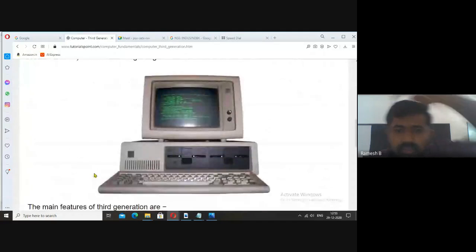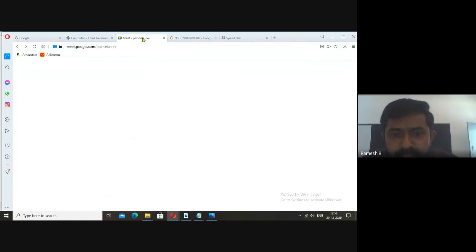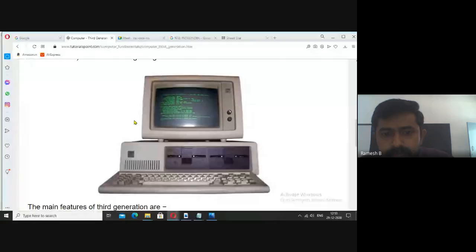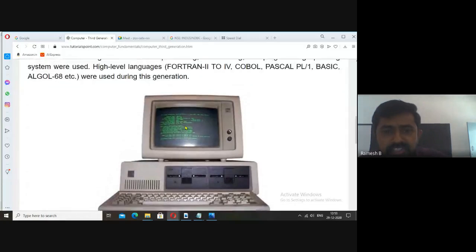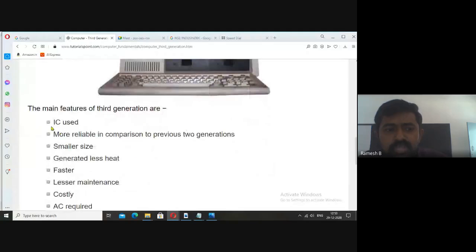You see there? They used to look like this. Do you see the image? Type me yes or no. Yes, sir. Okay, these are third generation computers. The main features are they used ICs, integrated circuits. They were made up of integrated circuits.